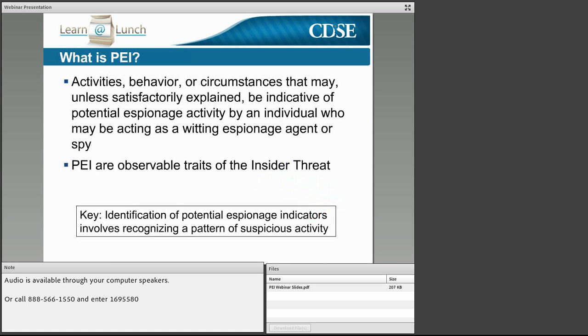The Defense Security Service Counterintelligence Office defines PEI as activities, behavior, or circumstances that may, unless satisfactorily explained, be indicative of potential espionage activity by an individual who may be acting as a witting espionage agent or spy. In other words, PEI are observable actions outside the norm witnessed through day-to-day interaction. To put it in a larger context, one might say PEI are the observable manifestations of someone who may be an insider threat. Keep in mind, not every individual who exhibits one or more PEI is involved in illicit behavior. However, cases in which individuals exhibit these indicators warrant further review and analysis. Next slide, please.